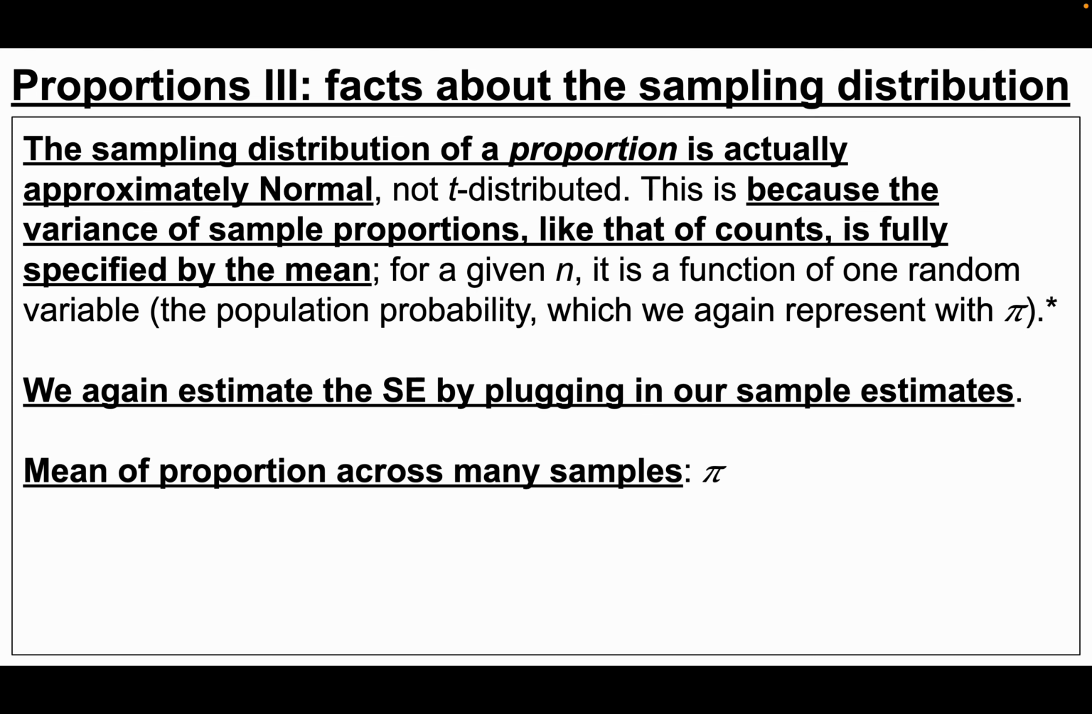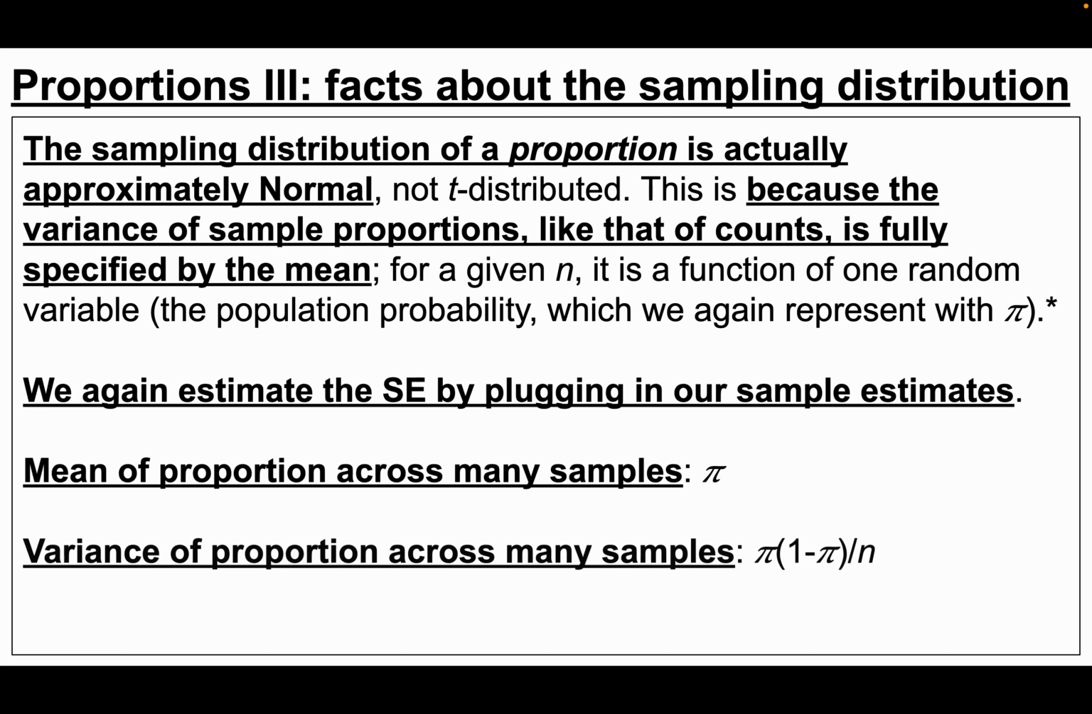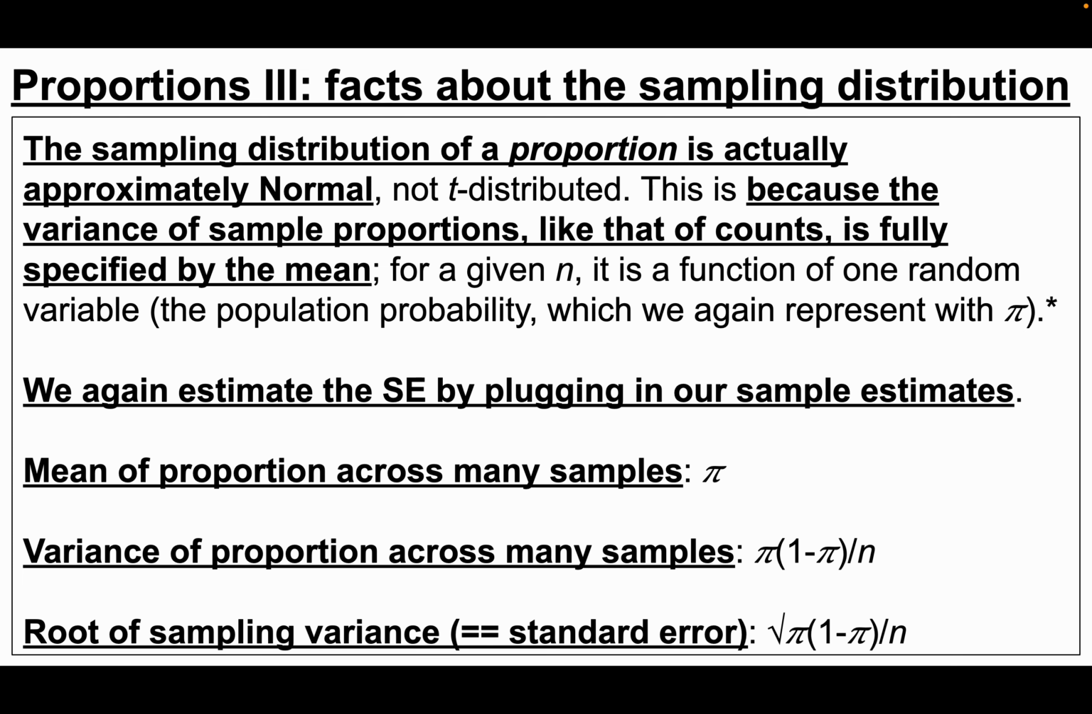We again estimate the standard error by plugging in our sample estimates. So the mean of a proportion across many samples is going to be pi. So the variance of a proportion across many samples is pi times 1 minus pi over n. And the root of the sampling variance, which is the standard error, is equal to the root of pi times 1 minus pi over n. And in this case, I'll often just use the variance because it doesn't require writing this out. And also it's very hard, maybe impossible, to get this to extend. So this should extend over the whole thing, but for simplicity, I'll just sometimes write it without the need for a radical sign here. And you'll see this is actually a bit of an oversimplification actually.